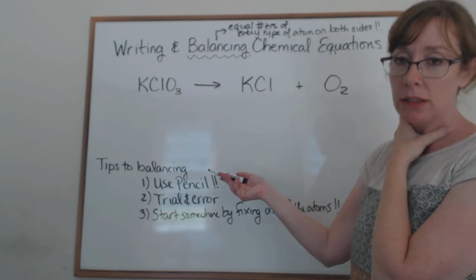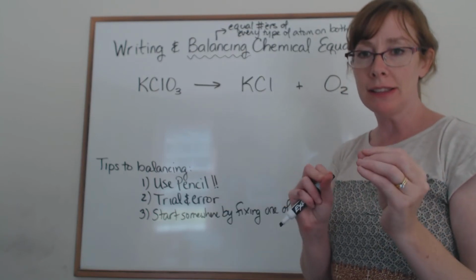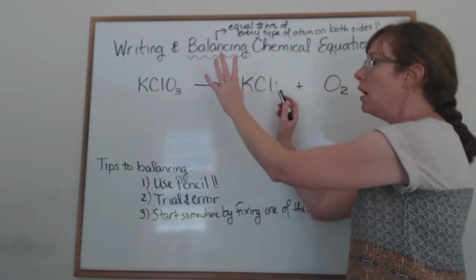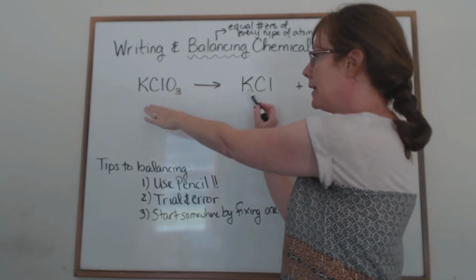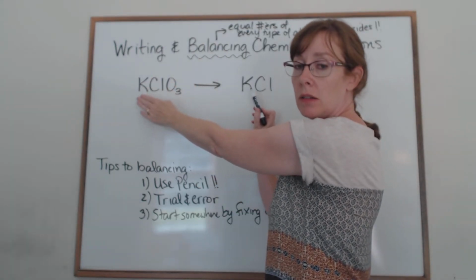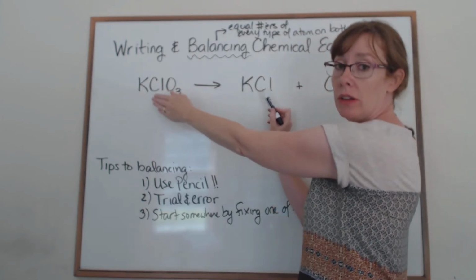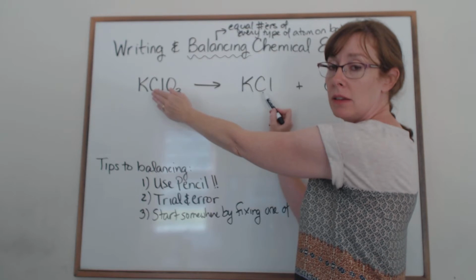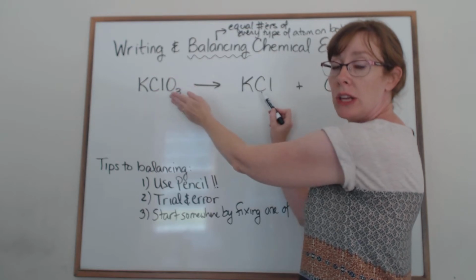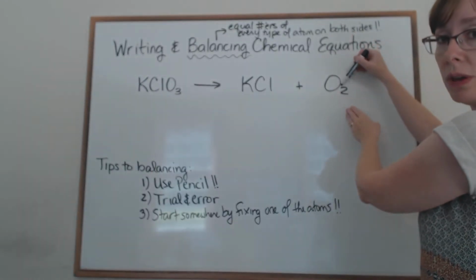So once again, use a pencil and just use trial and error and start somewhere by fixing something. So I just go to where your eyes look. I see potassium. Right now, potassium looks good. I've got 1 on both sides. So I'll move to a different atom, chlorine. Right now, chlorine looks good. I've got 1 chlorine on both sides. But how about oxygen? Well, there's 3 oxygens here, and there's 2 here.